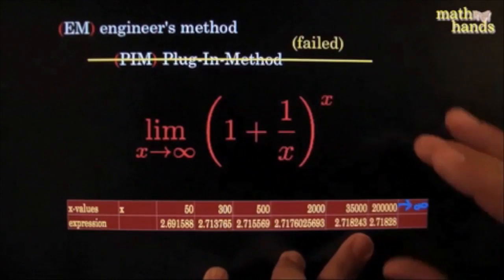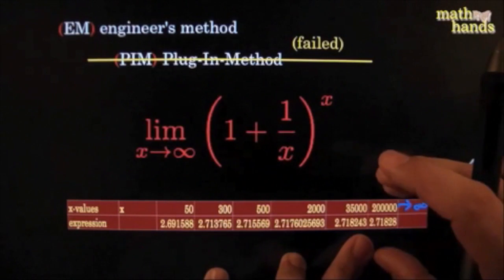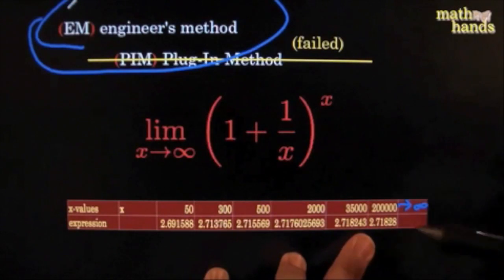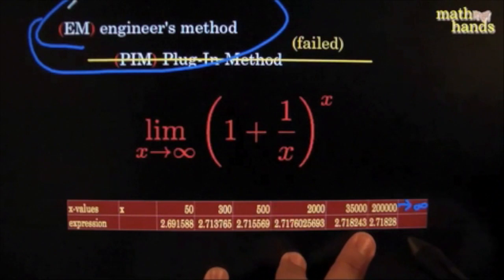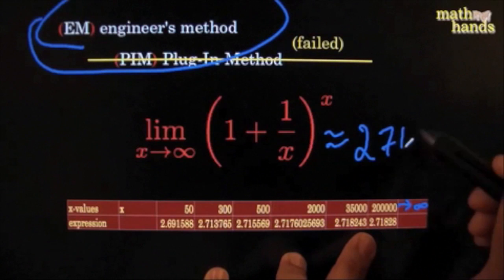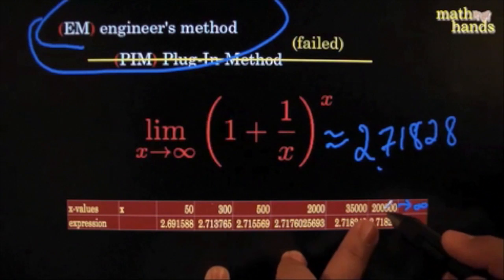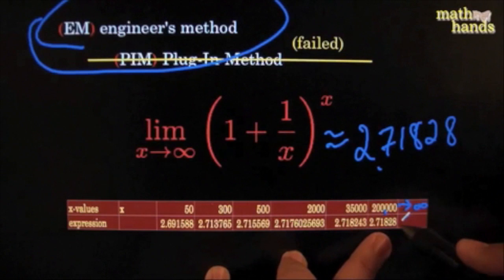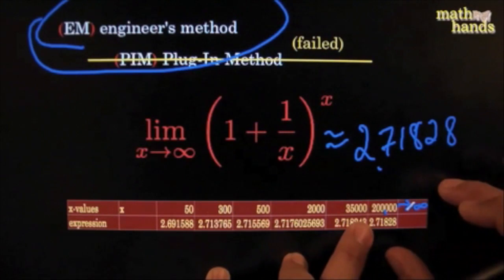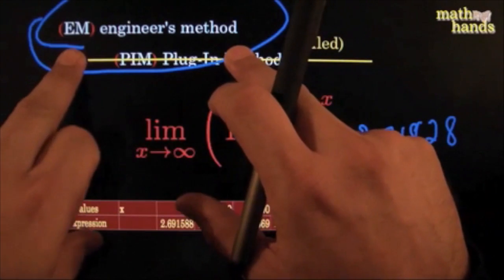And it exposes, while doing this timeless problem, the problems with the engineer's method. You have to take wild risks when you call this approximately 2.718 28. You're taking a huge risk because maybe we didn't go far enough. Maybe if we go to 200 million, it'll get past 3. Yeah, that's a legitimate concern. Exactly. So it exposes exactly the problem with the engineer's method.